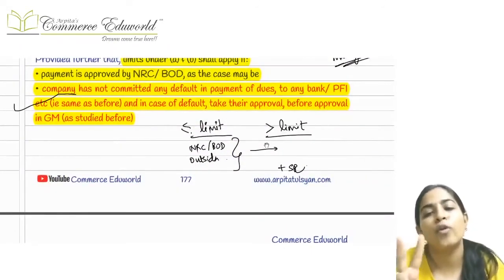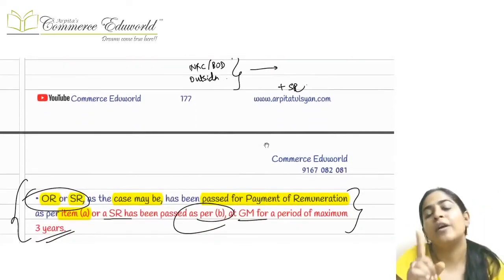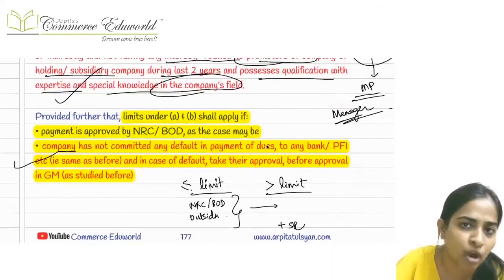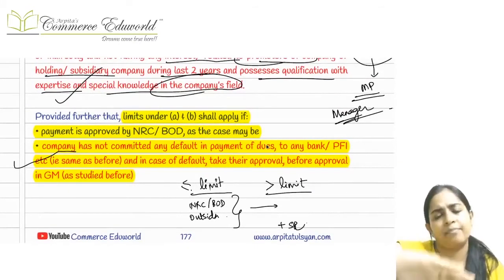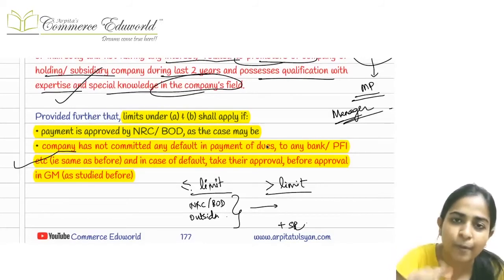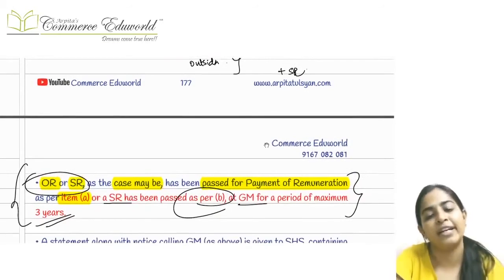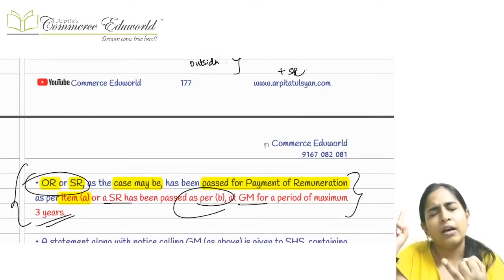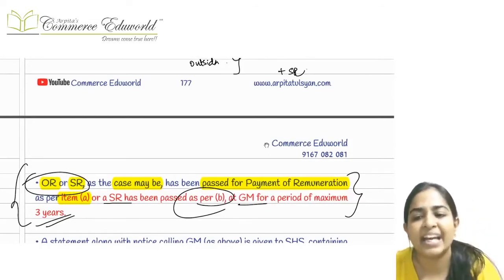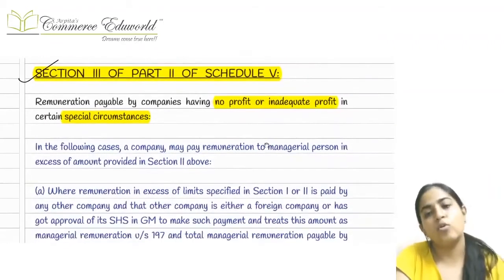Then two more extra requirements here: first of all, NRC or the board has to satisfy that yes, we are paying so and so amount. For both the cases, for A point as well as B point, NRC or the board has to give its approval before making the payment of the remuneration. And suppose you have defaulted with bank, PFI, non-convertible debenture holders, or with the secured creditors, then in that case we have to take their approval also. Then going on to the next one.